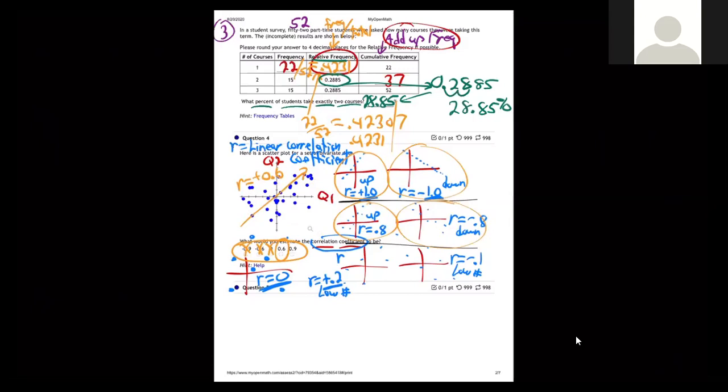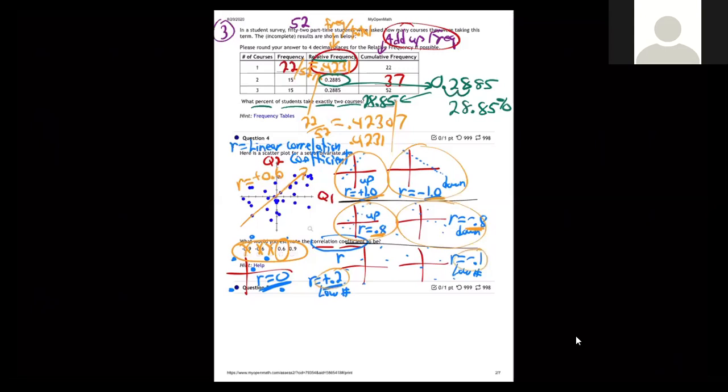So remember how the numbers work. If you're close to 1, they really line up. Or 0.8 or 0.9, they're pretty tight dots. And then if R is low, like 0.2 or 0.1, the dots are spread pretty wide.